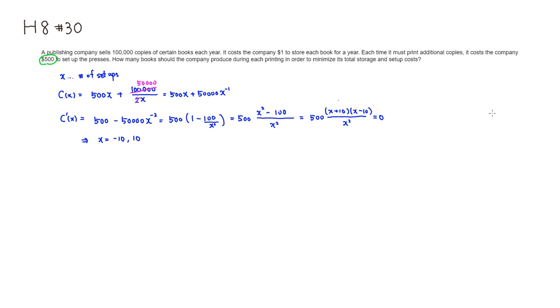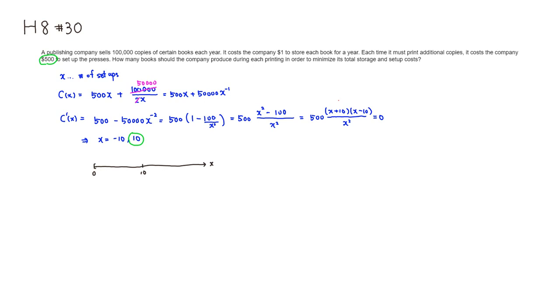We're not going to really talk about the negative 10 because it's a number of setups, so the only reasonable one is 10. Let's make sure that this will give us the minimum cost. So we look at a number line here, and start from, say, 0 setups. 0 setups shouldn't be there because we have to make something, so at least you have to do it once. And here, x. So 10 is the critical number.